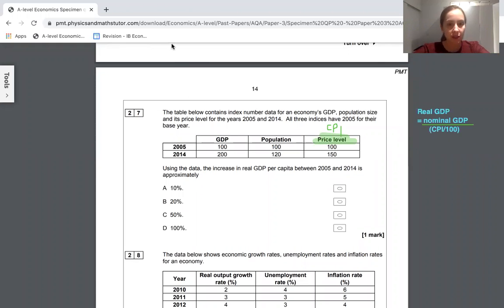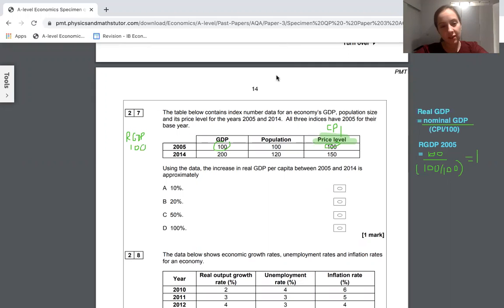Right, so let's work out the real GDP for 2005. So I would do the nominal one, which is 100. Then I divide it by the CPI, so 100. Then I need to divide it by 102. And if I do this, I'm going to get 1. So the real GDP in 2005, let me write it in the column, is 100.